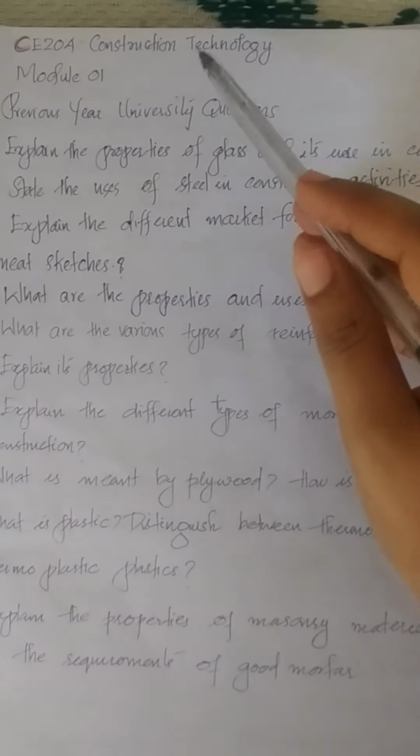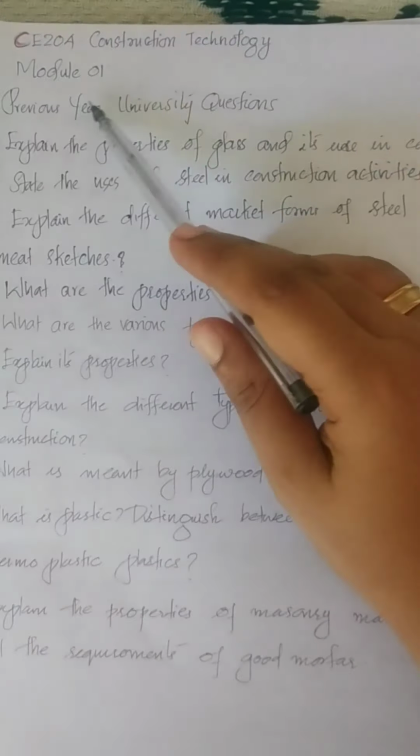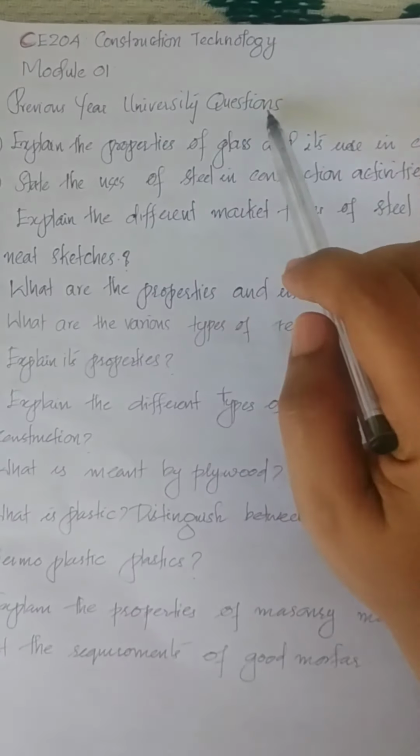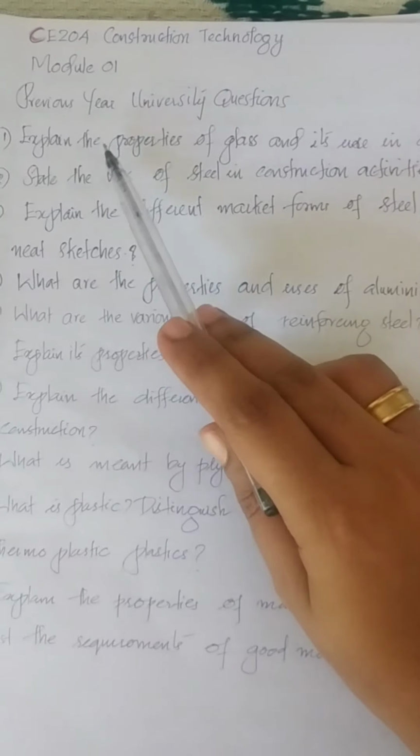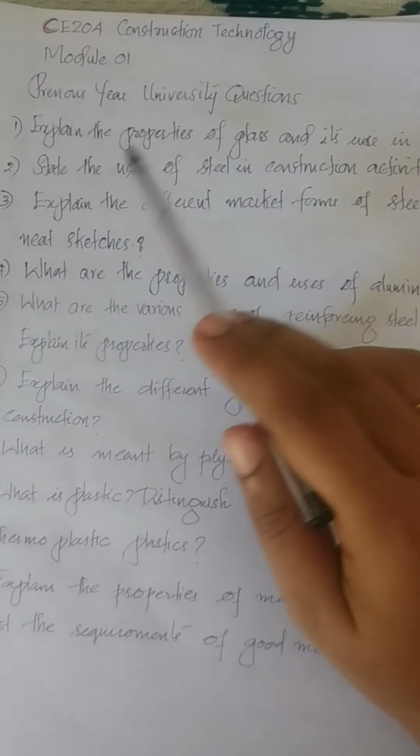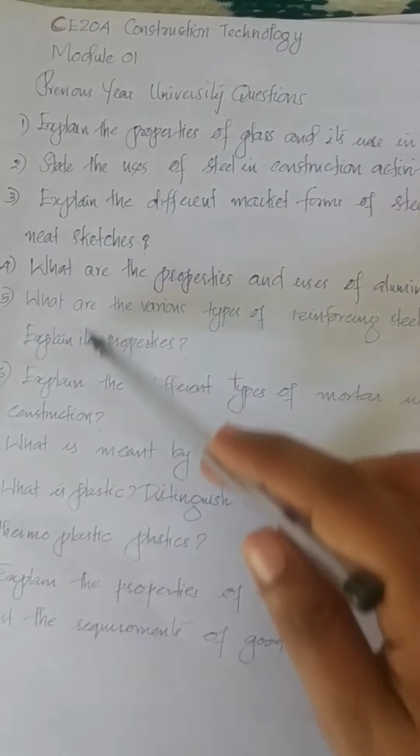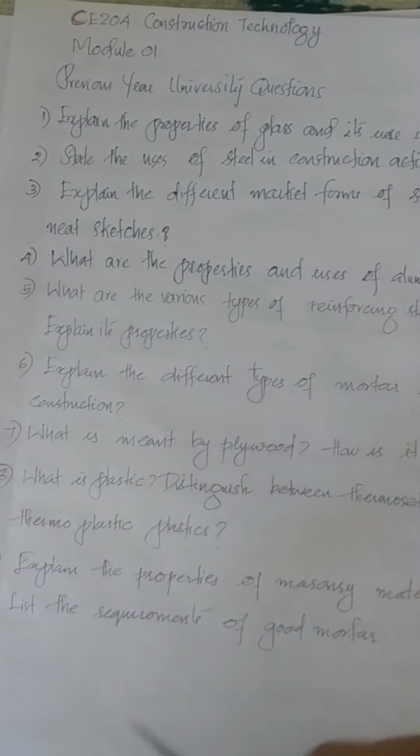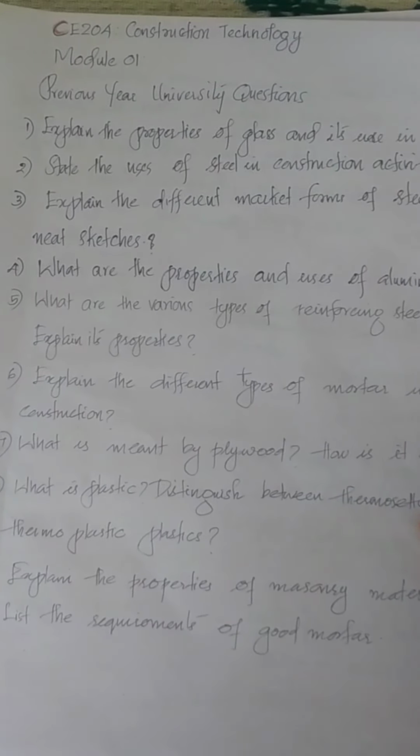Welcome to the class of CE 204 Construction Technology. Today we are going to discuss some previous year questions from Module 1. These are 10 questions which have been asked in the previous year university examinations. From the first module, we are going to discuss them one by one.